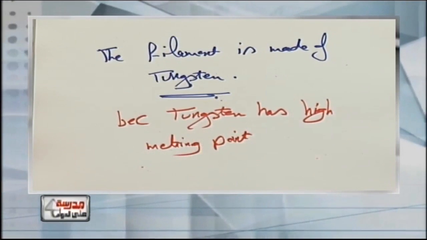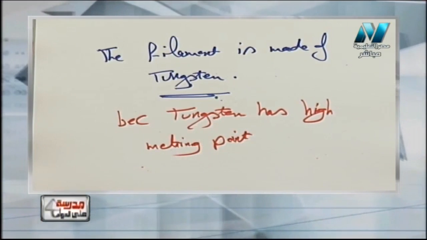Again, this question is very important and we must know well why tungsten is distinguished from any other metal that we can't use inside the electric lamp as a filament: because tungsten has the highest melting point.